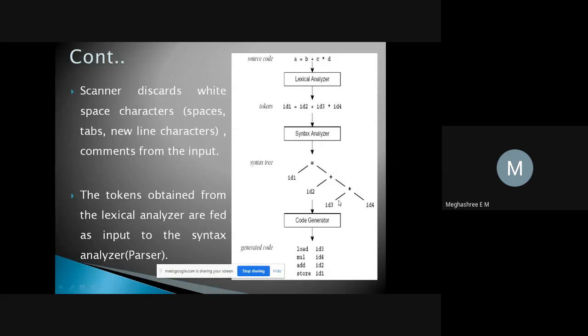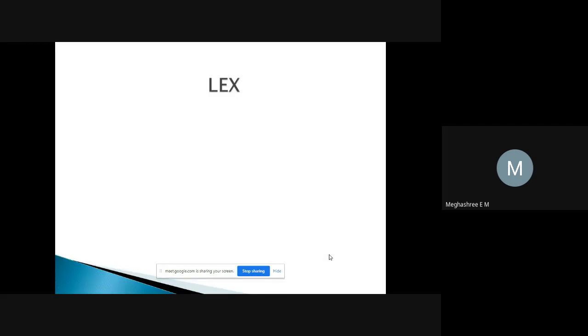Here the output of the syntax analyzer is given to the code generator, which generates the code. So this is a simple depiction of scanner and parser. Now we'll start with the lexical analyzer. What it does is generate the tokens, right? So it has to undergo some process to generate the tokens.